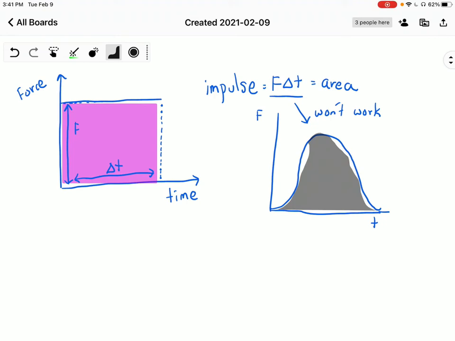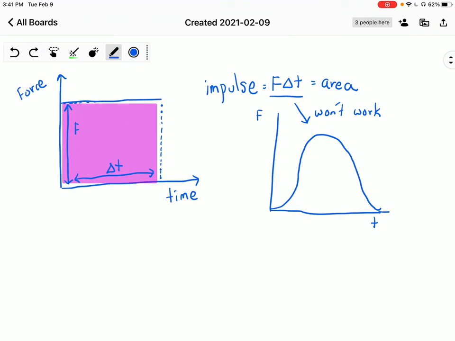And that does not look like a good shading. Oh well. I'm going to just shade it with my pen. So impulse would be that area. There's no formula to calculate that area. It's curvy. It could be anything. The force can be totally random. And so that's when calculus comes into play.